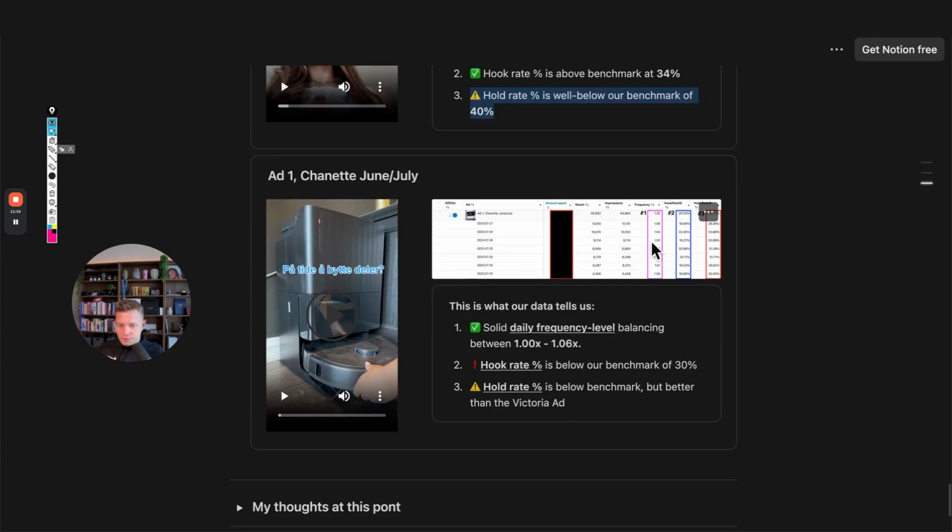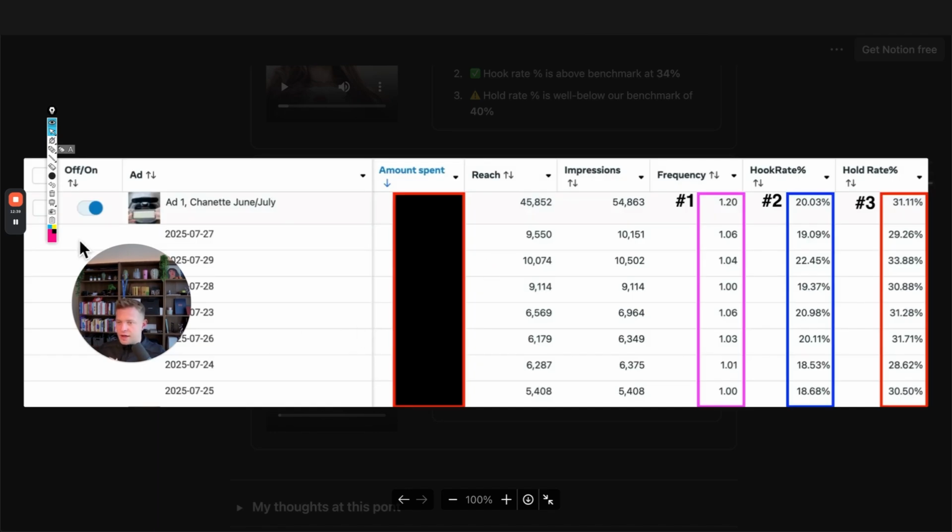And we have the Jeanette one. Here we can see totally different numbers when we're analyzing that. Here we can see the daily frequency is as well below that of 1.15x. So we are targeting the top funnel with this, but our hook rate is performing worse than that of the Victoria one. We can see that it is generally at 20% compared to 34%, but the hold rate is actually better. The hold rate here is at 31%.